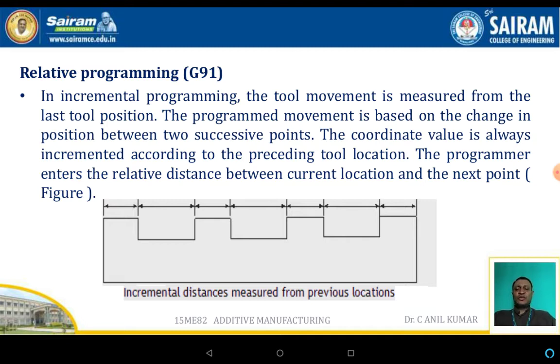Normally this type of program is represented by G91, and the schematic diagram shows that the dimensions are referred from the previous to the next point, but not from the initial position.